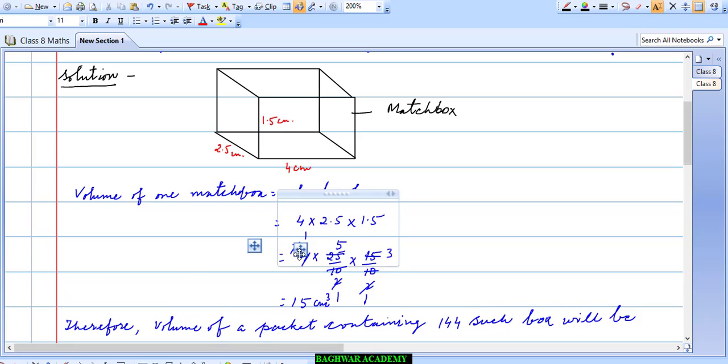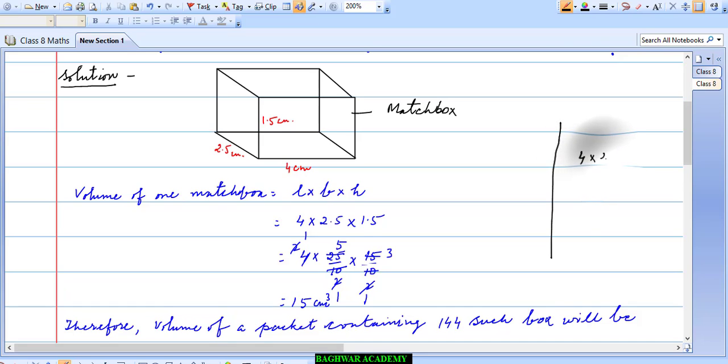Now the simplification, you know how it is to be done. You try to understand, because this is very important and so easy. Suppose you have 4 into 2.5 into 1.5. Either you can simply multiply, or you can simplify this way: 2.5 can be written as 25 divided by 10, since after the decimal we have one digit. In the same way, 1.5 is 15 divided by 10, since after the decimal we have one digit.